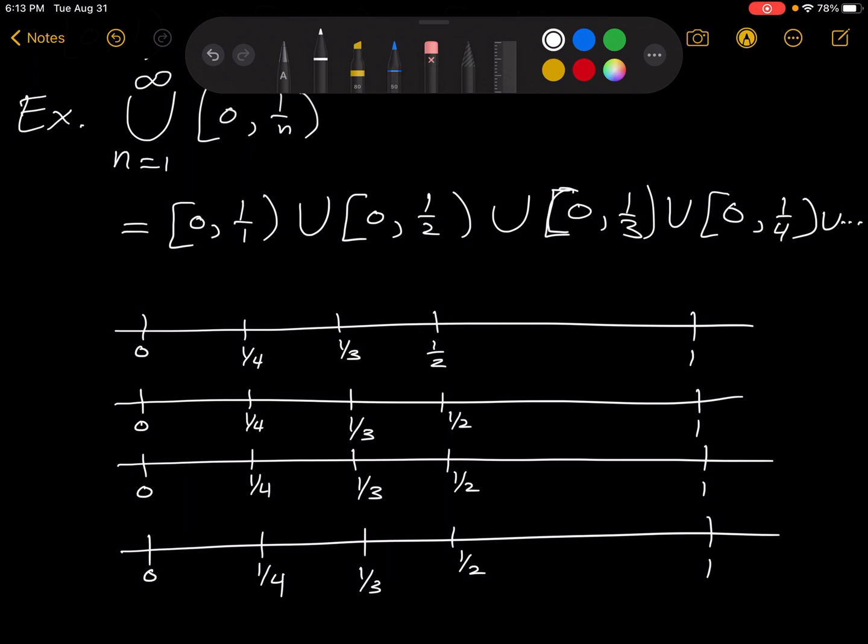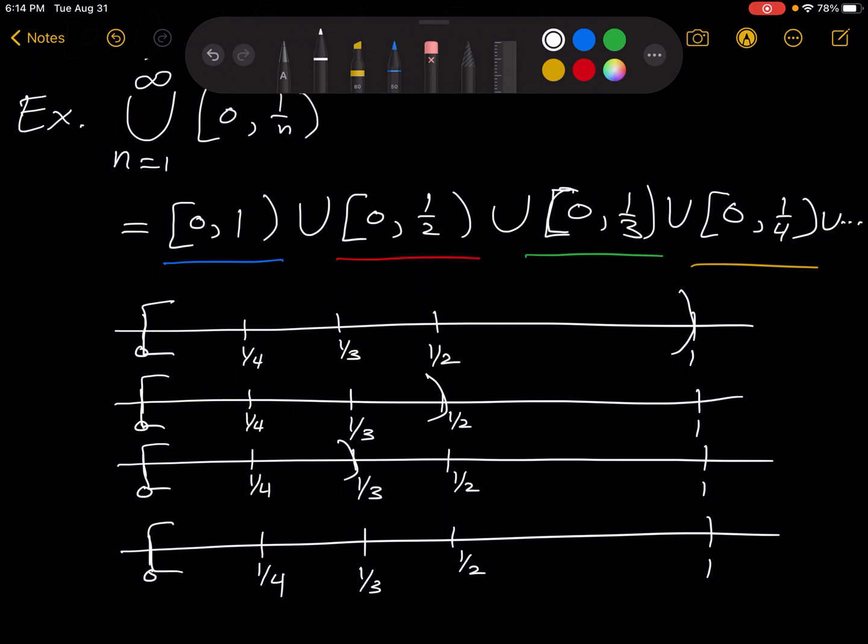This is the kind of thing that I would suggest doing when you're trying to figure out things like this. The first one I'll do in blue, the second in red, this one in green, and this one in yellow. The blue is from 0 to 1 over 1, which as we all know is just 1. The next one goes from 0 to a half, the next from 0 to a third, and the next from 0 to a fourth.